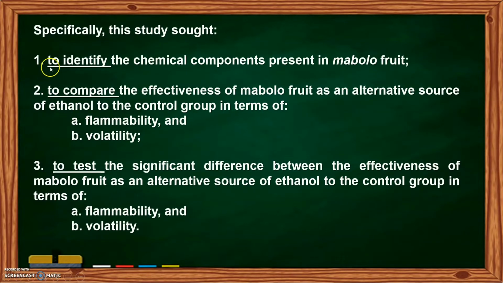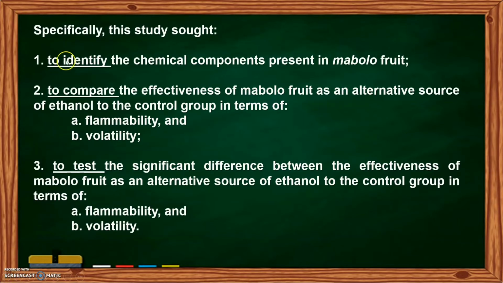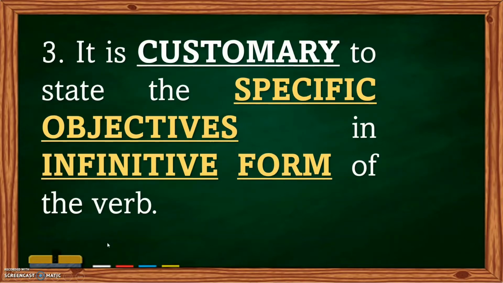Okay, take a look at this. To identify, to compare, to test. Nakita ba na magkakaparehas? Hindi, di ba? Magkakaiba sila. Okay, so kapag gagawa tayo ng specific objectives, it is customary to state the specific objectives in infinitive form of the verb. When we say infinitive form of the verb, we're going to use this one: to identify, to compare, to test. That's the infinitive form of the verb.